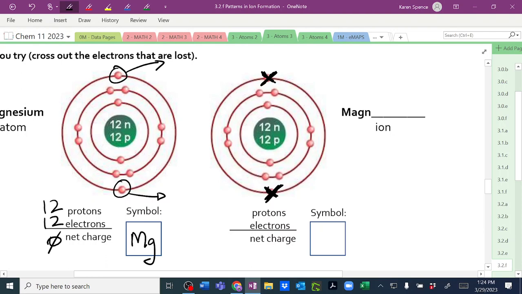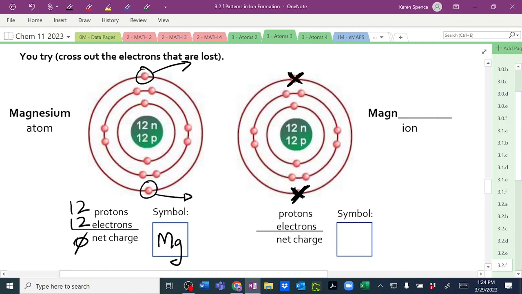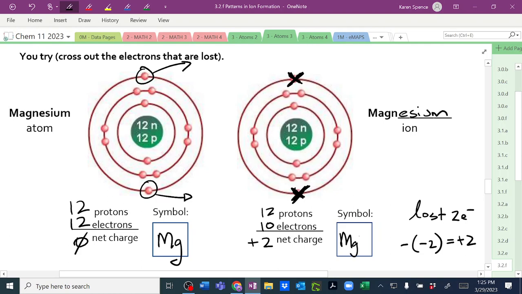What's the name of this ion? The name of the atom was magnesium. The name of the ion is magnesium. Oh my goodness, that was easy. We have still 12 protons. We lost 2 electrons. So we only have 10 electrons now. If we take away -2, we end up with +2. And so we have a +2 net charge, and our symbol is Mg, 2+.